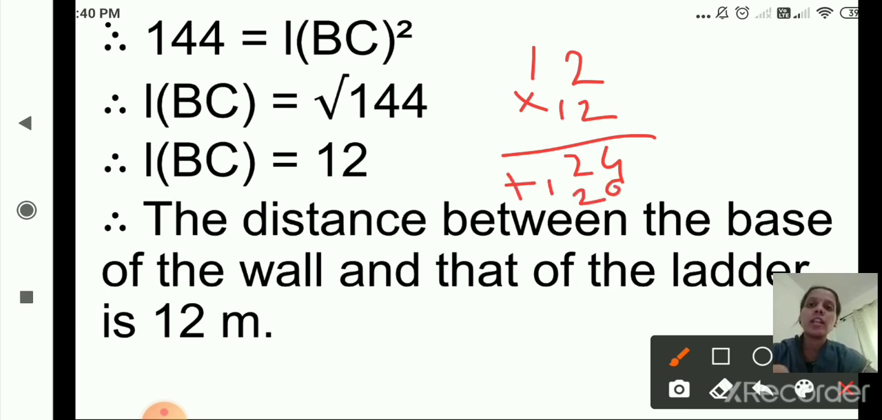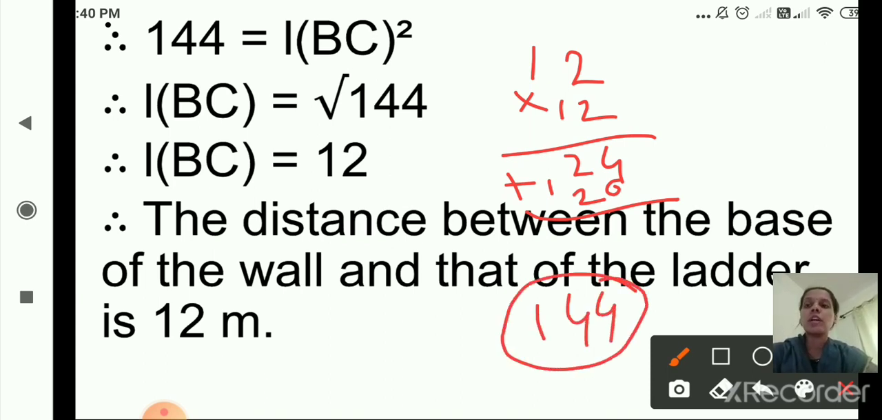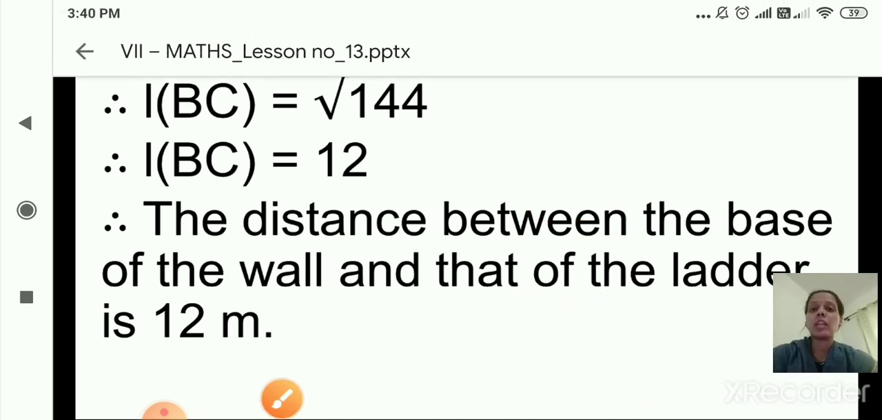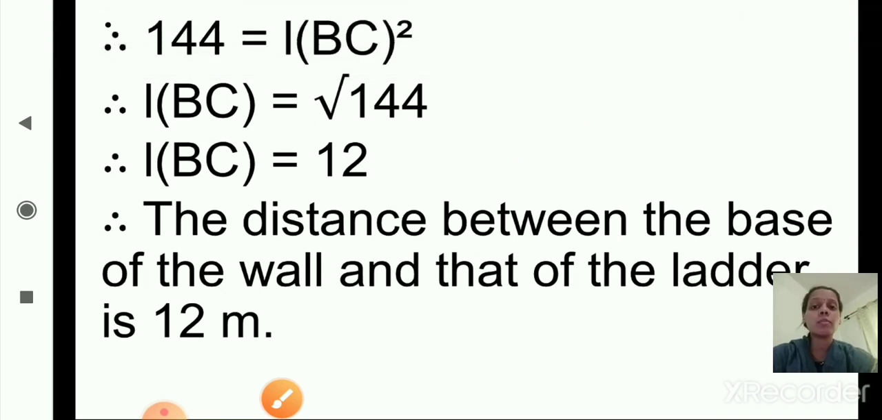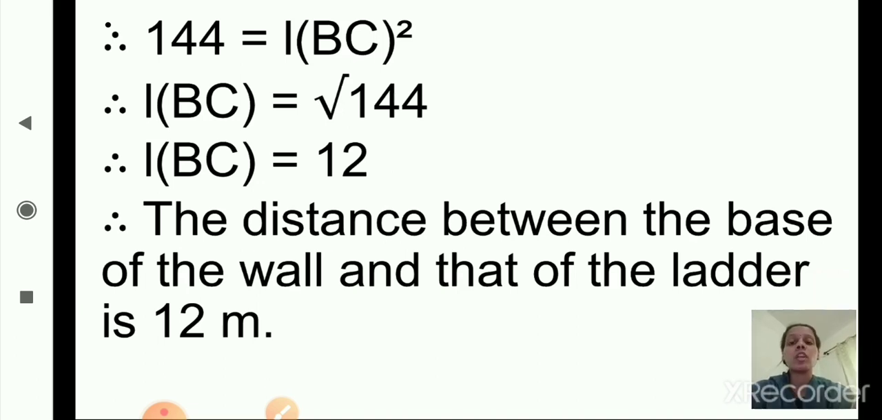Now do the addition. 4 plus 0, that is 4, 2 plus 2 is 4, and 1 as it is. So what we got? 144. So what is the square root of 144? That is 12. And what is the square of 12? 144. Okay, and in the final statement you will write the distance between the base of the wall and the base of the ladder is 12 meters. So what is the distance between the base of the wall and base of the ladder? That is 12 meters.